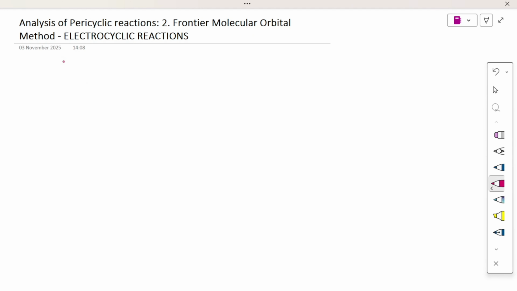Today let us see how to arrive at the Woodward Hoffmann rules based on the FMO method, that is the frontier molecular orbital method. This is very simple, ரொம்ப சிம்பிளான ஒரு method தான், ஈஸியாக நம்ம இதில் achieve பண்ணிடலாம். Okay, so let us see the first system, 1,3 butadiene to give you cyclobutene.